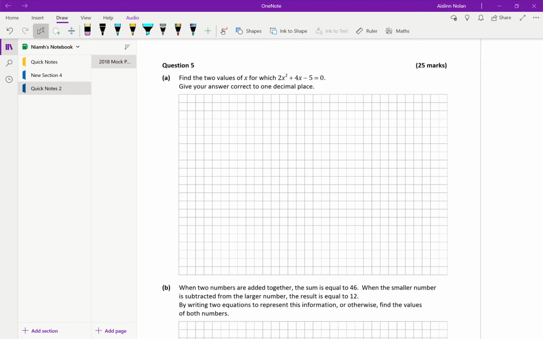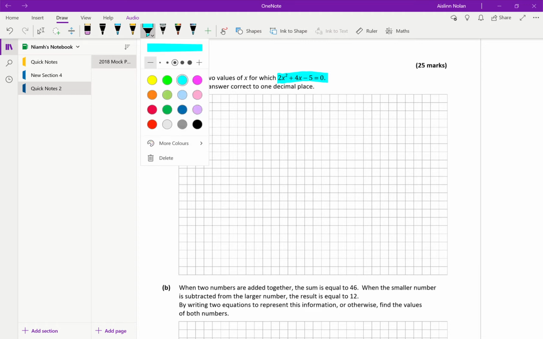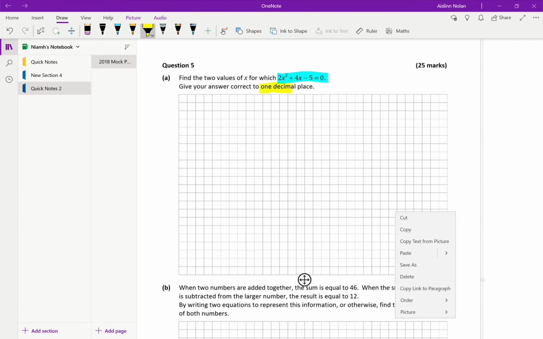For question 5, we're back to some algebra. So when we look at this equation, 2x squared plus 4x minus 5, we hopefully recognize it as a quadratic equation that we need to use the minus b formula to solve. We can't just factorize because it wants it to one decimal place, which it says here. So we're going to have to use the minus b formula to solve that.